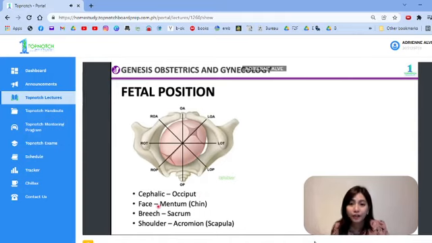We choose the occiput. Next is for the face presentation, when your head is fully extended. So ang arbitrarily chosen part natin dyan is the chin or the mentum, okay? And then for the breech, we choose the sacrum. Shoulder, we describe the position of the acromion or the scapula.